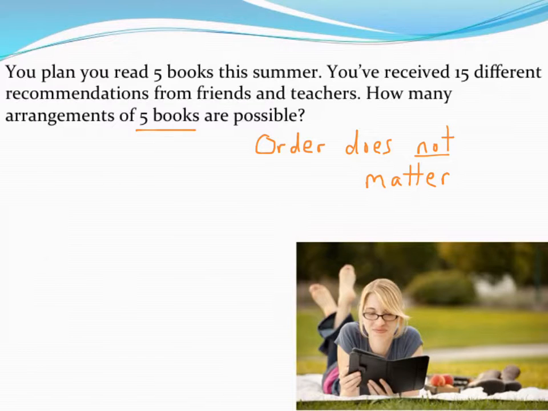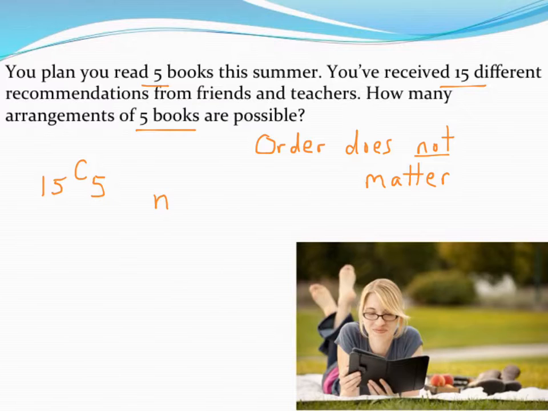So once again, once you establish that this is a combination, the math part's fairly easy to do. We're selecting from a total of 15 different books, and I want to choose 5 of them. So what I'll set up is 15, and then C5, or I sometimes say 15, choose 5. The C, though, stands for combination because the order doesn't matter.